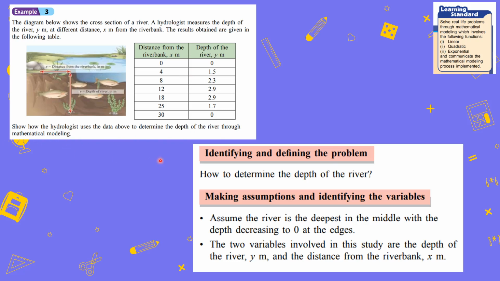Okay, the first step, as usual, identify and define the problem. So we need to determine the depth of the river when we are given some information about the distance and the depth of the river. Next, to make assumptions and identify the variables, we assume that the river is the deepest in the middle with the depth decreasing to 0 at the edges. And the two variables involved in the study are the depth of river y meters and the distance from the riverbank x meters.